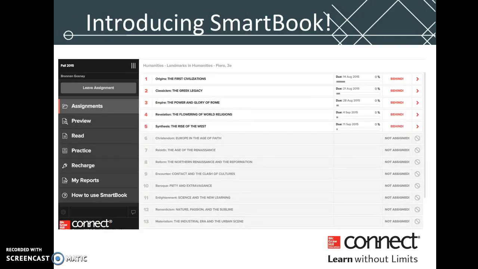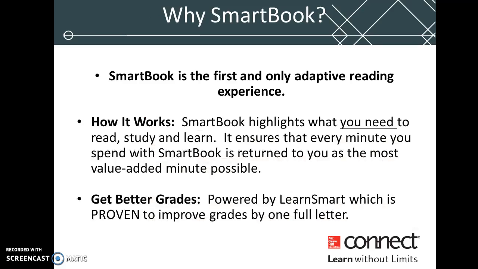SmartBook is a study tool designed by McGraw-Hill for student success. It makes use of adaptive technology similar to what you may have already used in online programs like Netflix or Amazon, where the program adapts to the input that the user provides. SmartBook will highlight what you specifically need to read, what you need to study, and what you need to learn, so as to ensure that every minute you spend in SmartBook is returned to you as the most value added, or the most high impact minute possible, and it's powered by LearnSmart.